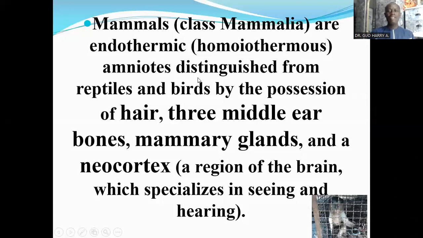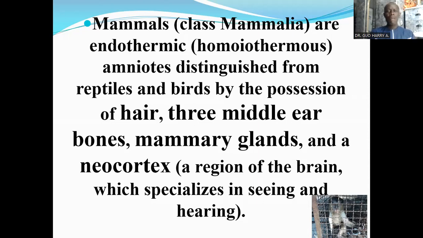Mammals are endothermic or homeothermous amniotes distinguished from reptiles and birds by the possession of hair, 3 middle ear bones, mammary glands, and a neocortex. The neocortex basically refers to a region of the brain which specializes in seeing and hearing. Now let us look at the distinctive features that have been mentioned in this definition of mammals.